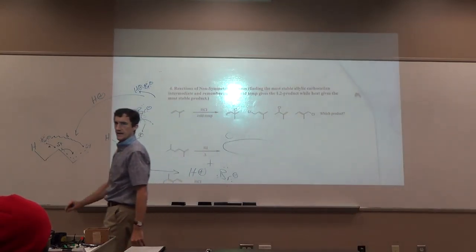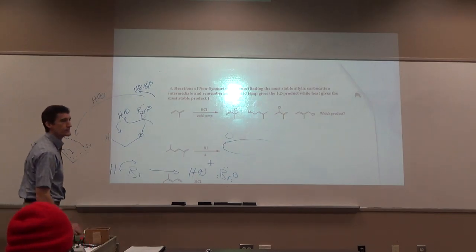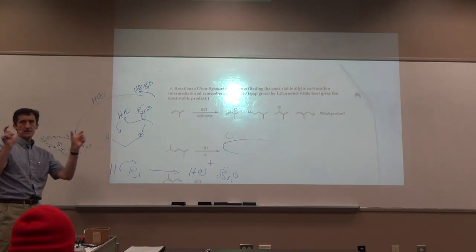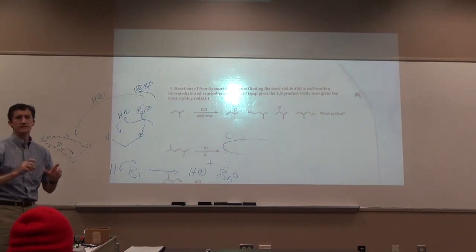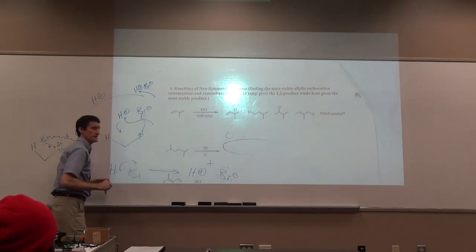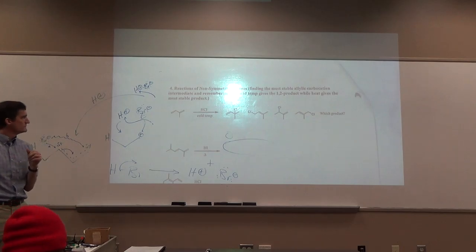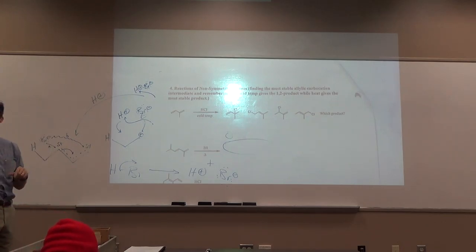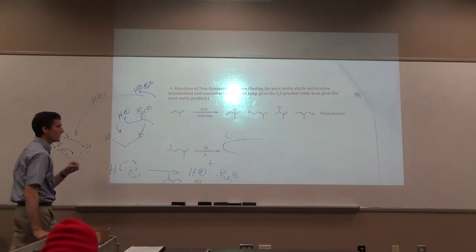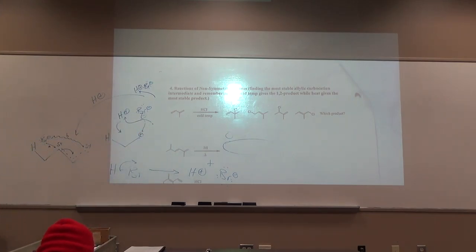Okay, that introductory example was a symmetrical diene. No matter which alkene we attacked initially, we were going to get the same product. What if we use a non-symmetrical diene? This one has a methyl on it. Actually, what's the name of that compound? Have you seen this before? Not the IUPAC name. What's the common name of that compound? Isoprene. Very good.